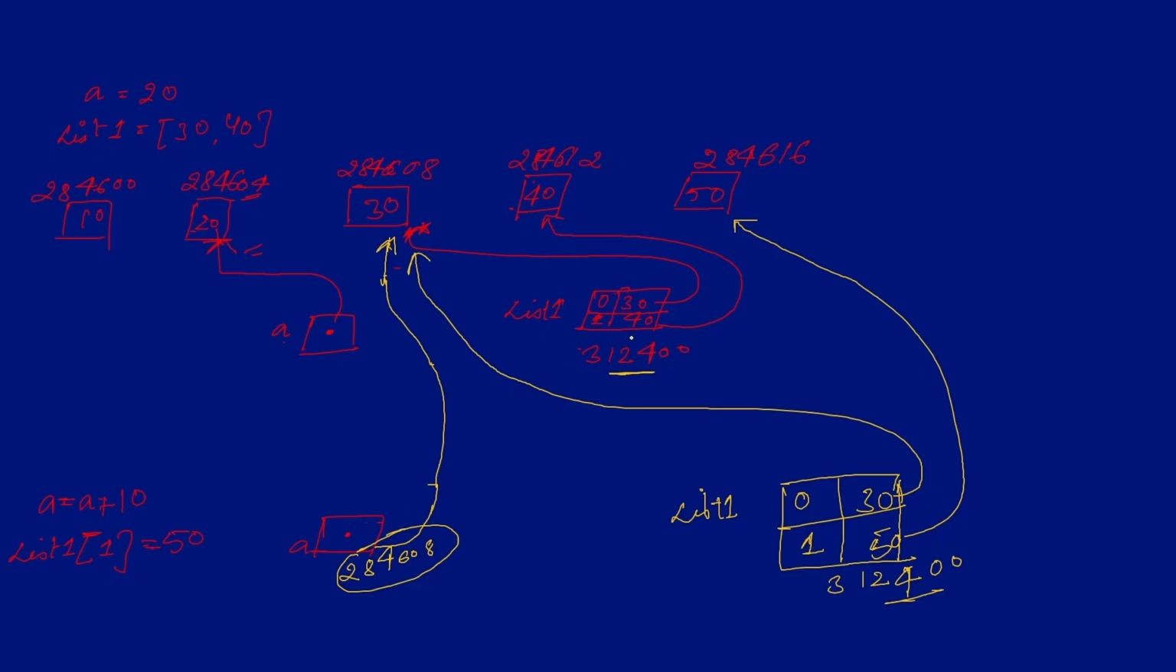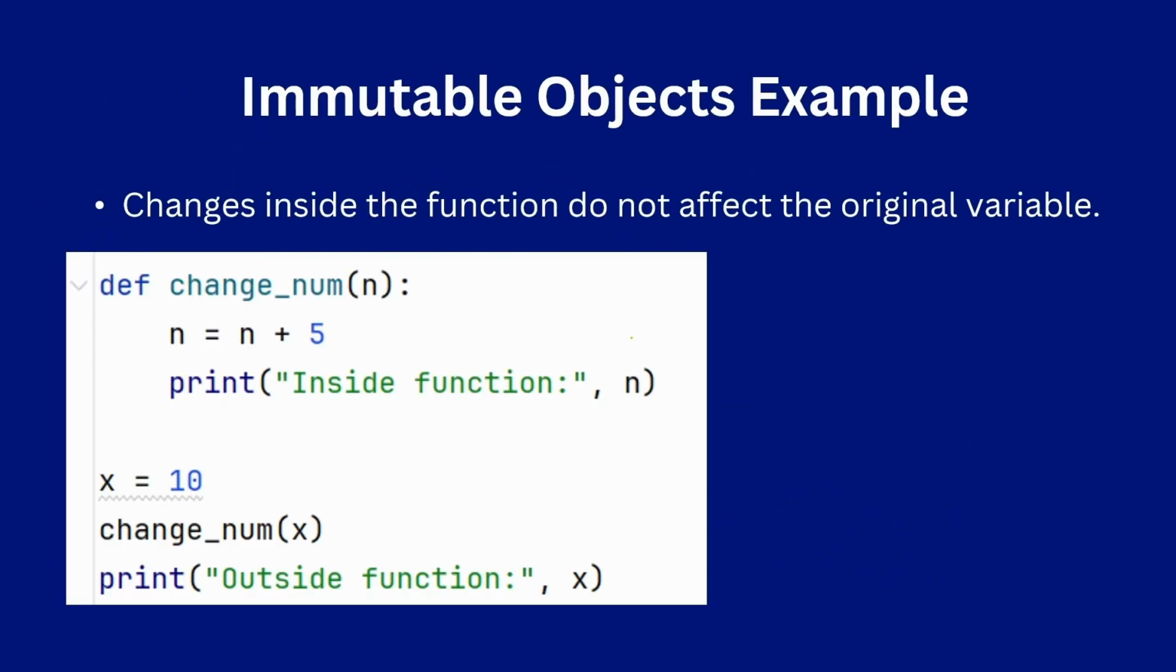I hope this is clear. Please refer to the Sumita Arora textbook again and read those pages again if this is not clear. So this is what this particular paragraph means, right? Okay, so the next is immutable objects example. Changes inside the function do not affect the original value.